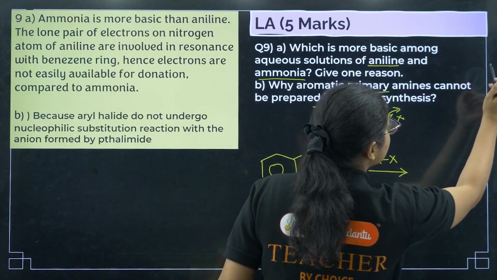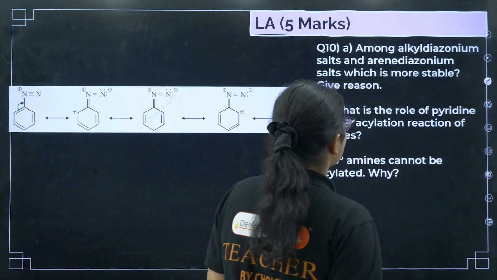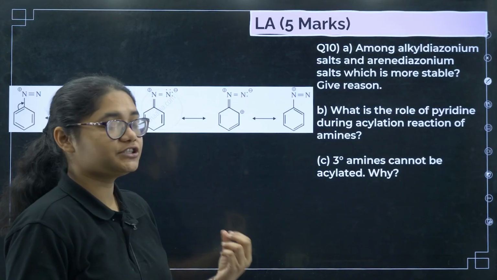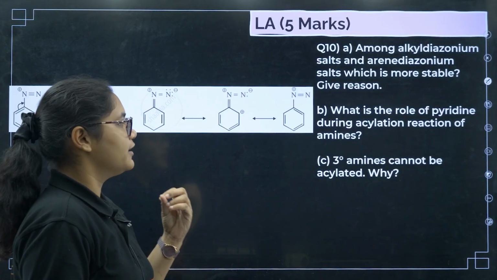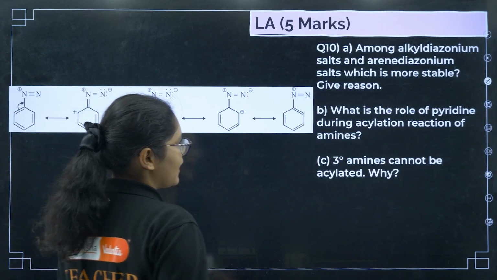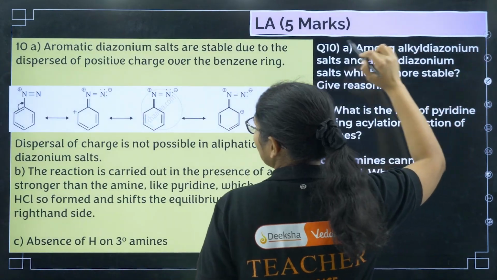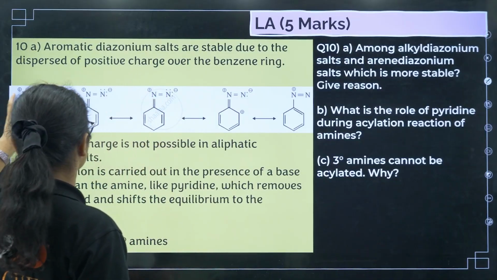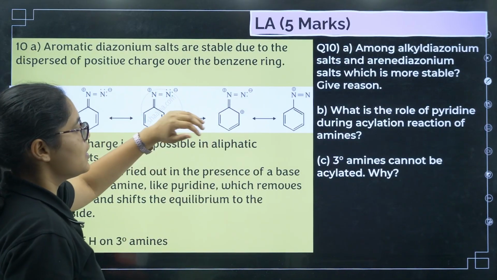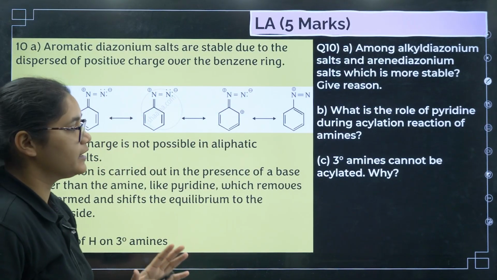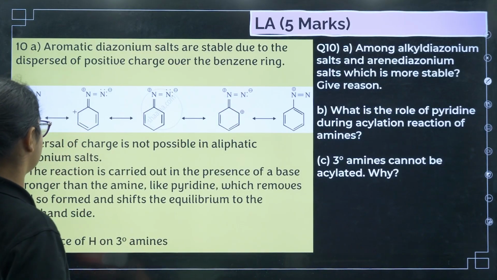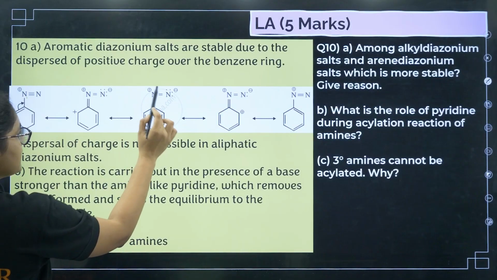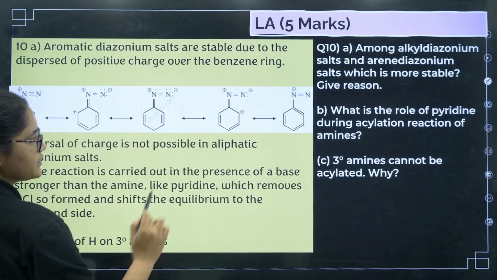Next, question number 10 here. Among alkyl diazonium salts and arene diazonium salts, which is more stable? Give a reason. Arene diazonium salts, or aromatic diazonium salts, will be more stable because they can undergo resonance here, whereas in alkyl diazonium salt it is not possible. You can show the resonating structures. Here a bond is there, you get a double bond here, this bond shifts here. So like this, continuous resonating structures are possible.